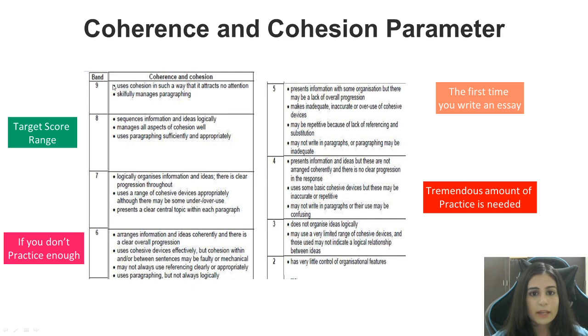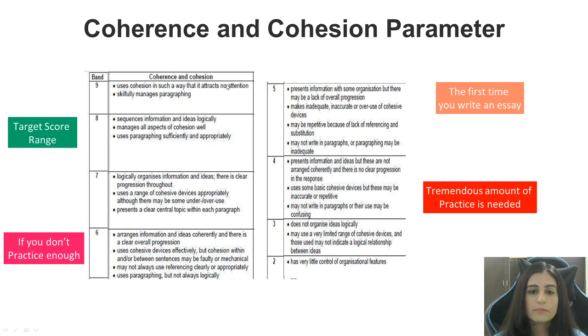And to get a 9 band score, if you're aiming for a 9 band score in this parameter, then you have to make sure that your cohesion is smooth. There should be no unnecessary overusage, underusage, or unnecessary usage, so that it does not attract any attention. It should be very smooth. It should be just another word in your essay. It should not feel as if, oh yeah, he or she has used something. It should not be like a hiccup in between your essay. It should be very smooth when the person is reading your essay or even your letter.